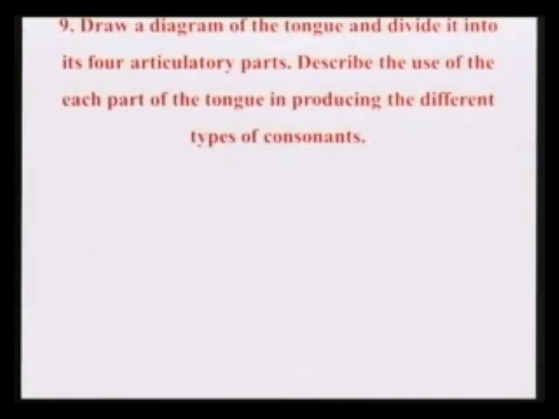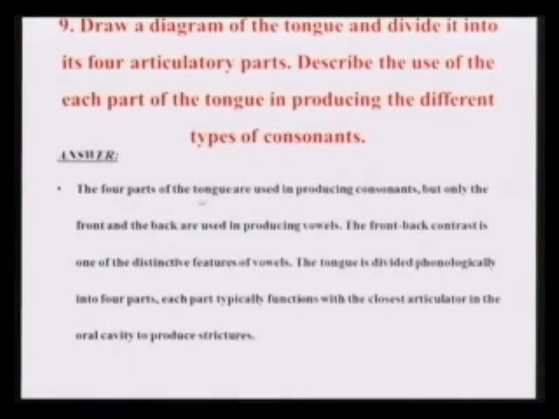Draw a diagram of the tongue and divide it into its 4 articulatory parts. Describe the use of each part of the tongue in producing the different types of consonants. Answer: 4 parts of the tongue are used in producing consonants, but only the front and the back are used in producing vowels. The front-back contrast is one of the distinctive features of the vowels. Contrast هنا يعني بتفرق ما بين vowel و vowel.